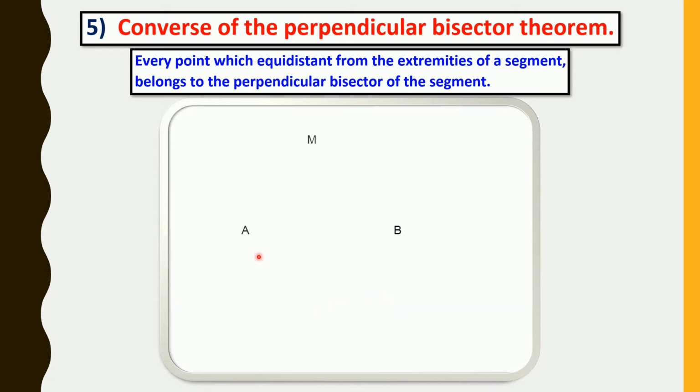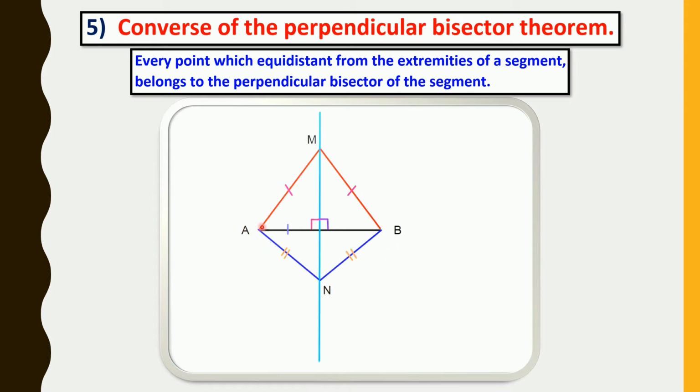Here we have a segment and we know that MA equals MB, NA equals NB. These are the given information. If I draw a line passing through these 2 points M and N that are equidistant from the extremities of the segment AB, we will notice that the line MN is in fact the perpendicular bisector of segment AB.